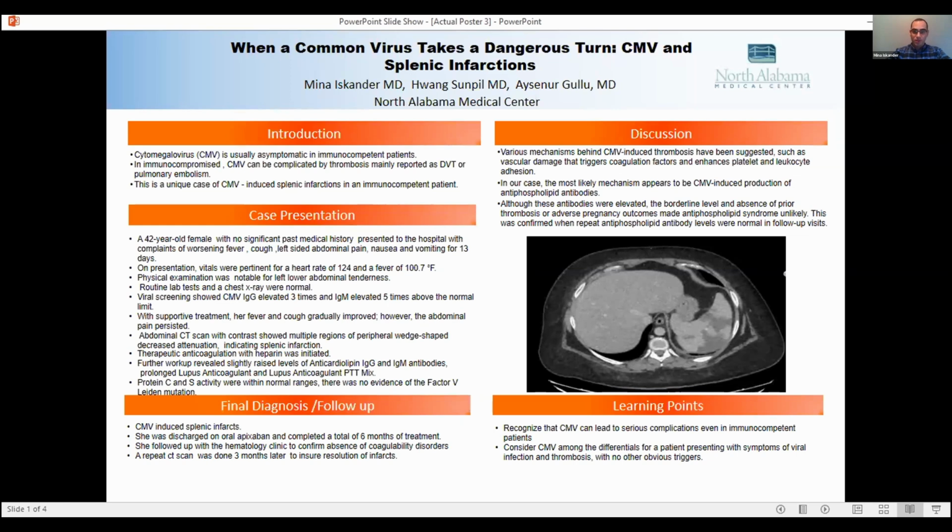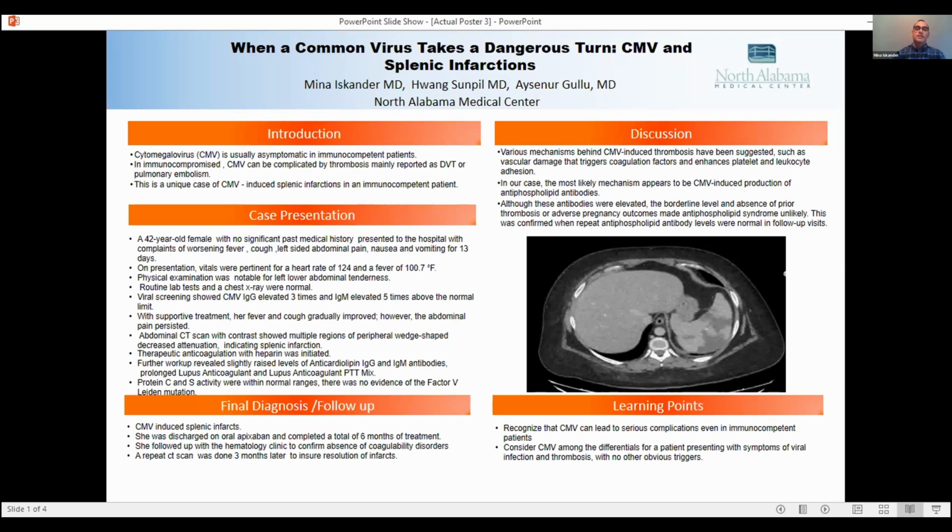So the patient was started on therapeutic heparin, and further workup to detect any coagulation disorders was done. This included protein C and S levels and factor V Leiden mutation, which were all unremarkable. However, she did have slightly elevated antiphospholipid antibodies, including anticardiolipin and lupus anticoagulants.